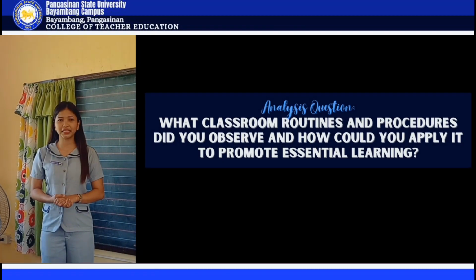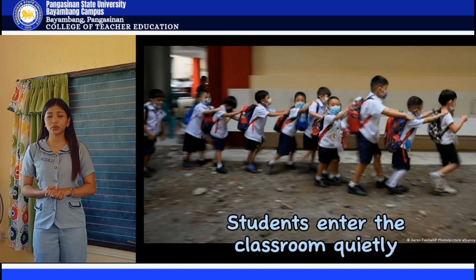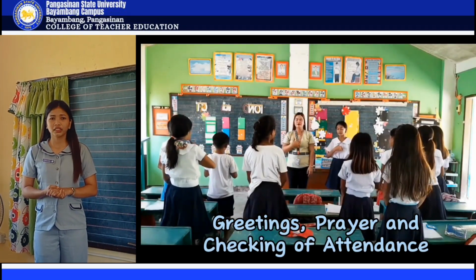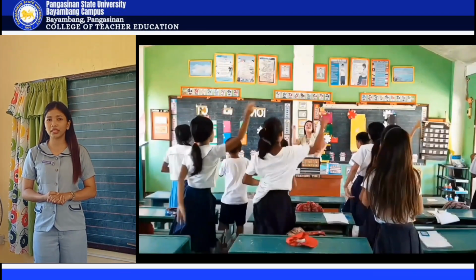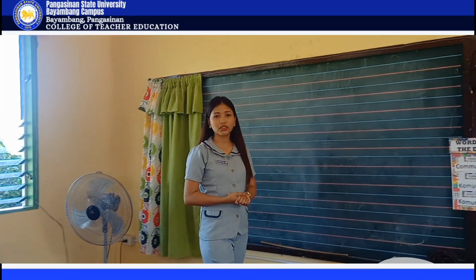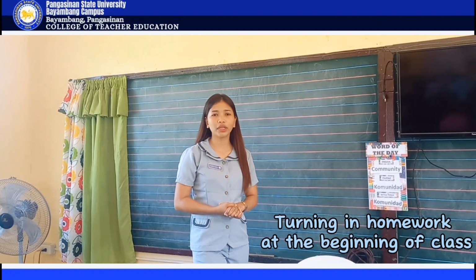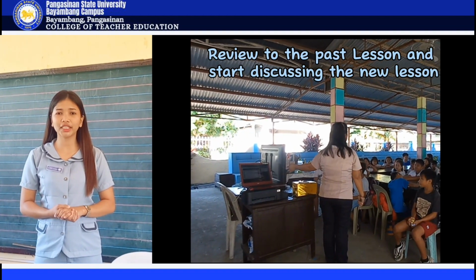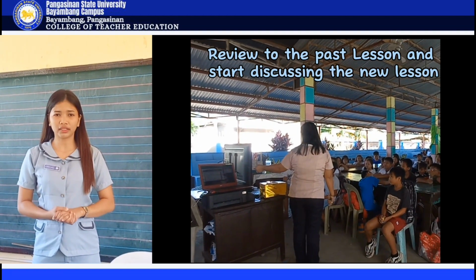Some of the routines and procedures in Mrs. Eileen Mejia's class are the following. First, students will enter the classroom quietly and get started on greetings, prayers, checking of attendance, and some routine activities like singing and dancing. Secondly, students turn in homework at the beginning of class. Then, they will have a review of the past lesson and start discussing the new lesson.